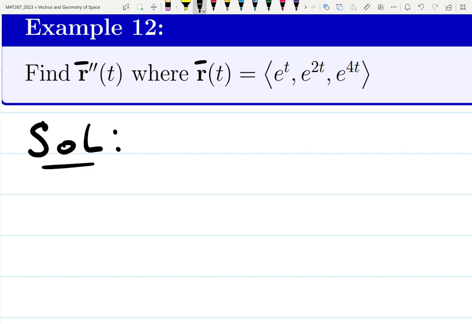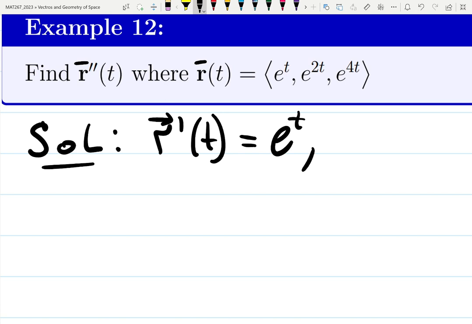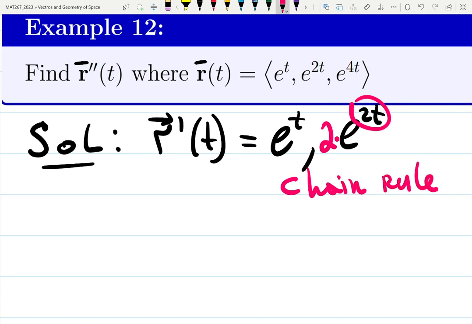Solution. The first derivative: e to the t gives you e to the t, and e to the 2t gives you e to the 2t times the derivative of the function inside. The derivative of 2t is 2. That's how chain rule works. I have very good videos on chain rule, because that's basically the hardest topic in Calculus 1.